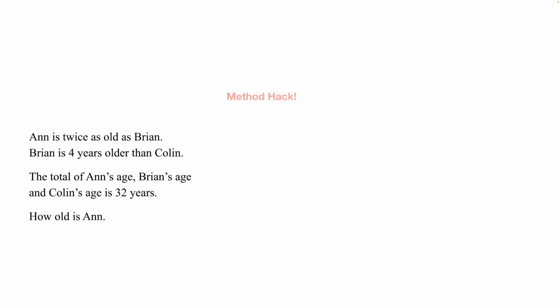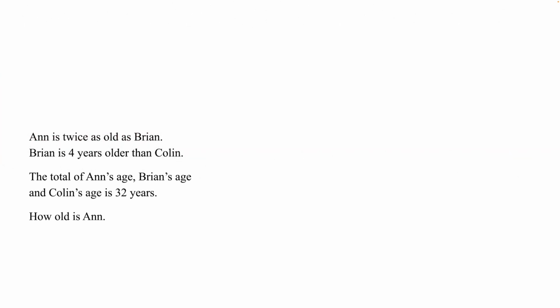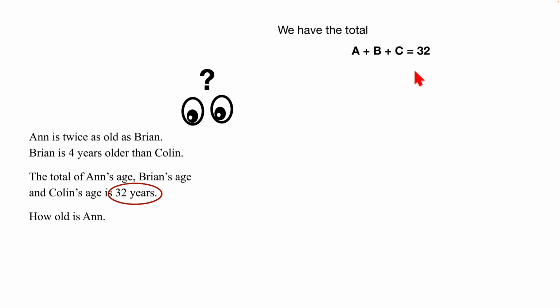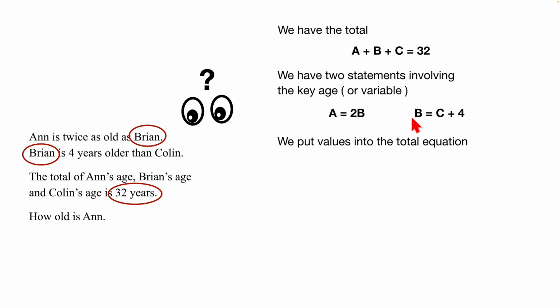Right, here it comes. The method hack. What did we do? What's the first thing we look at? We look at the fact that we've got the total of the ages, and that gives us this basic formula, A plus B plus C equals 32. We also have 2 statements involving a key age. Brian's very popular, is in both of these sentences. So we set A and we set B, we'll eventually get both of those in terms of Brian.